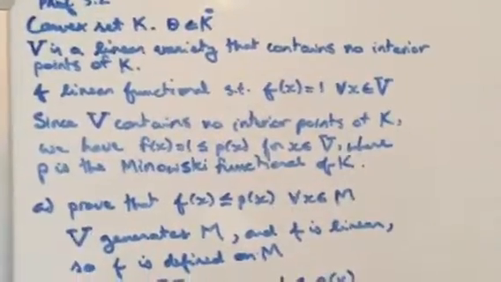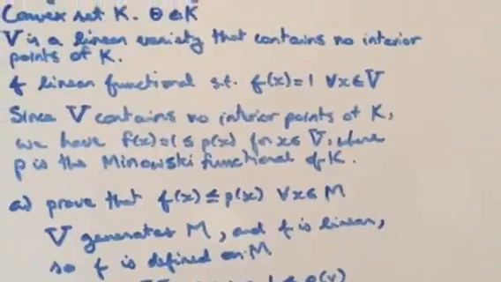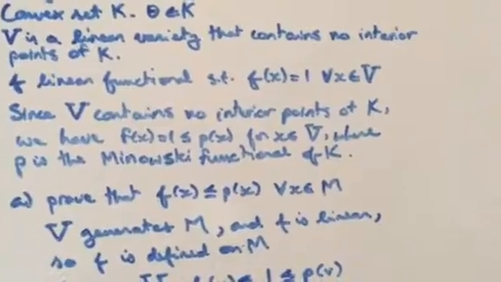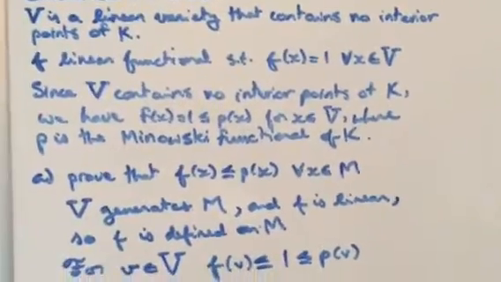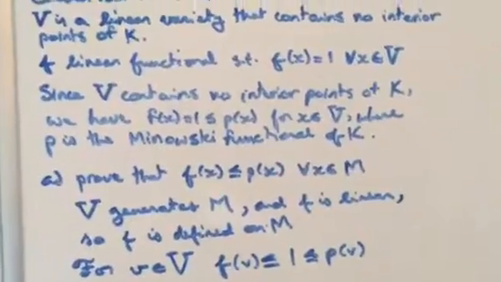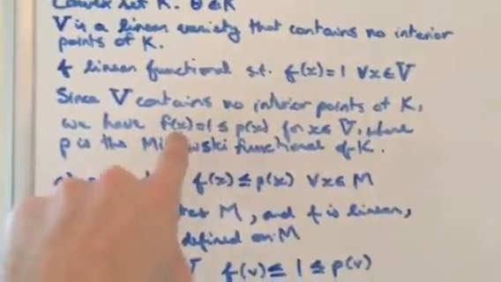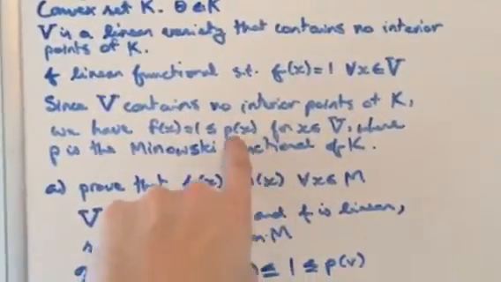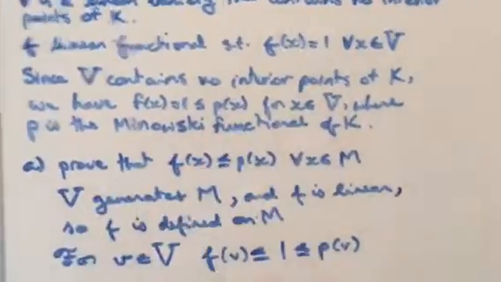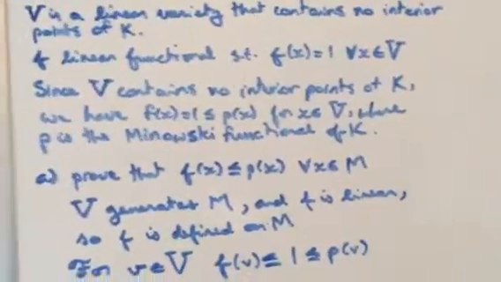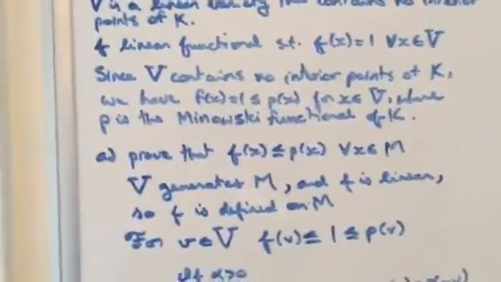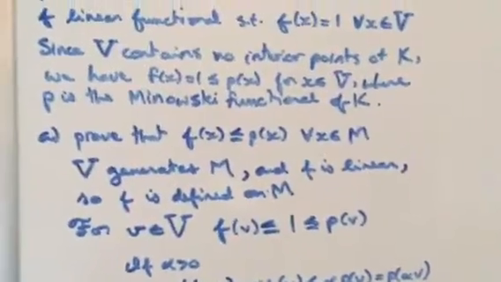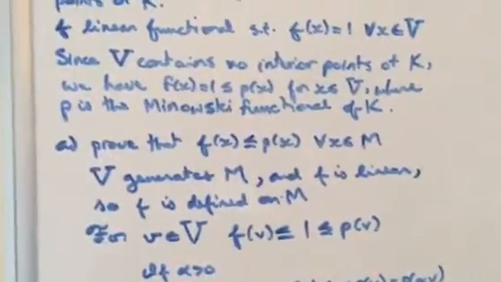And we're going to define a linear functional f such that f is equal to 1 when it's evaluated for any point x of our linear variety V. Now, since V does not contain any interior points of K, we know that we have f of x equal to 1 for any x element of V, which is less than or equal to the Minkowski functional of K, because the Minkowski functional of K is greater than or equal to 1 for any boundary point or anything outside of the set K. It's only less than 1 when we're looking at points within the interior of K.